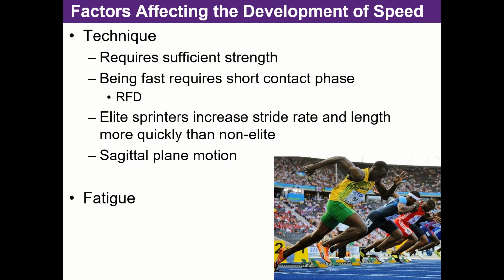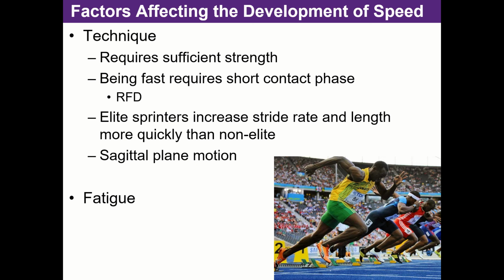Other things that affect development of speed: technique. The big one here is that sagittal plane motion, the very last little bullet I have on there. Not having those extraneous movements, not having those shoulder rotations, hip rotations, knee rotations, etc. Obviously, it's going to require sufficient strength. So as you can see, Usain Bolt and the rest of the sprinters pushing off there, you got to be able to powerfully extend the hips, knees, and ankles.